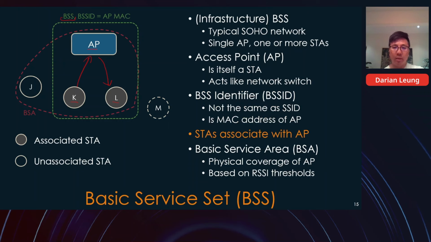And stations that are already part of a BSS are known as associated stations. So here, stations K and L are associated stations, and if station J here wants to join the BSS, it must associate with the AP.